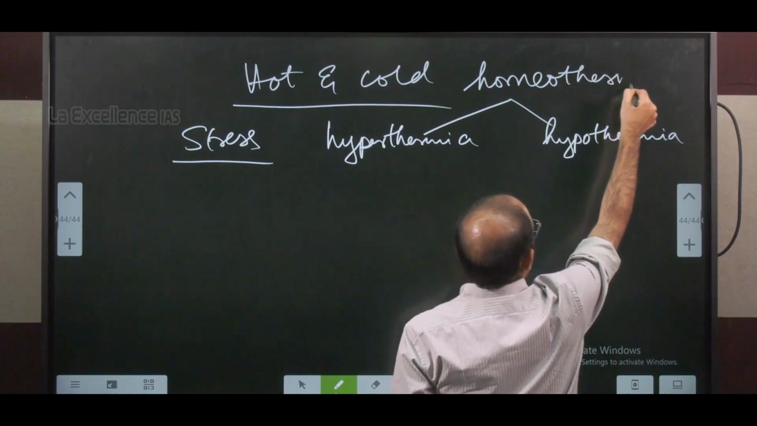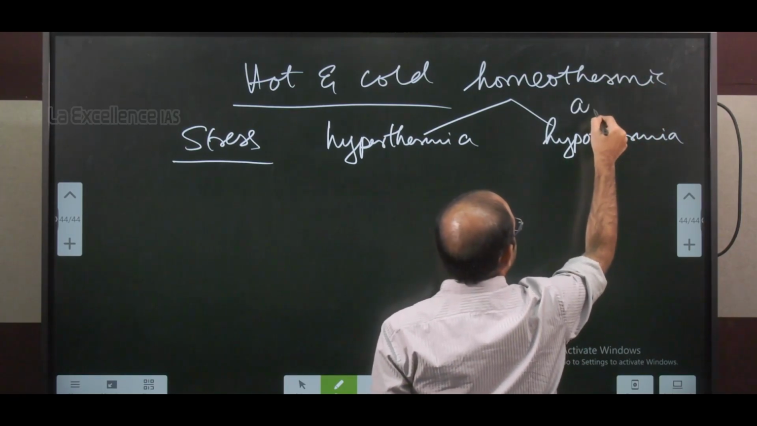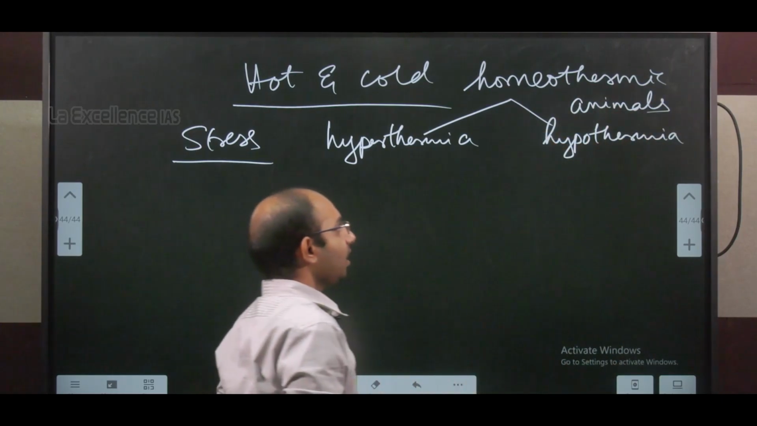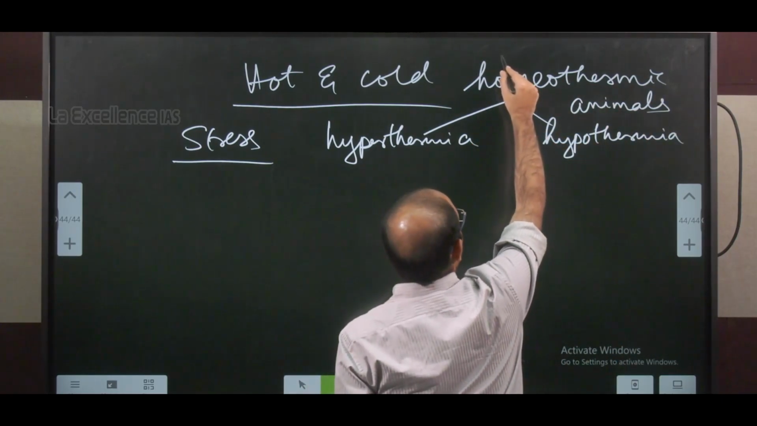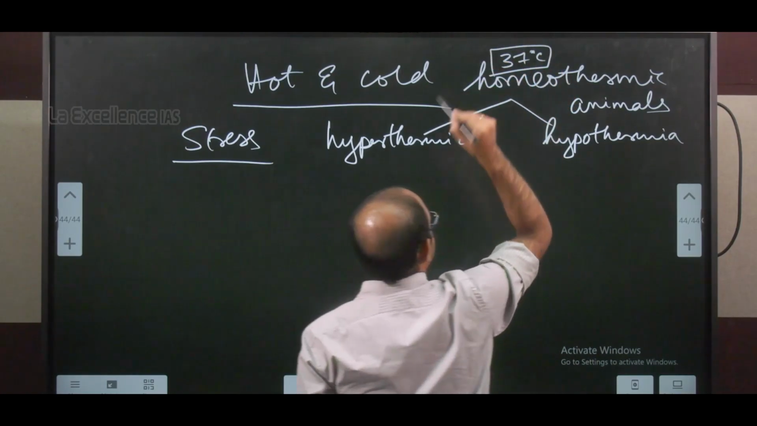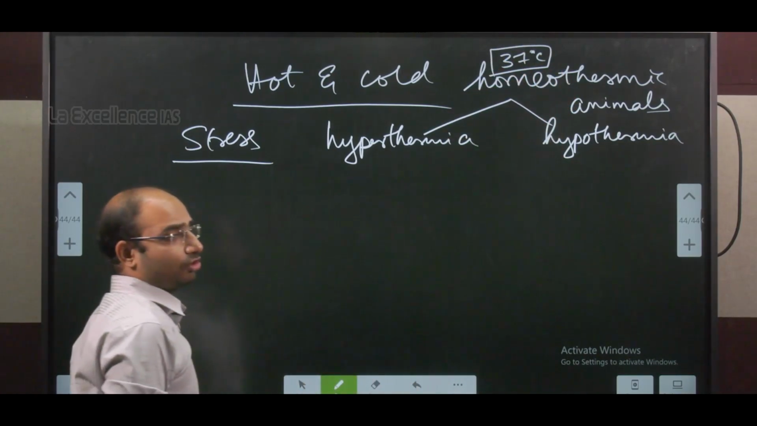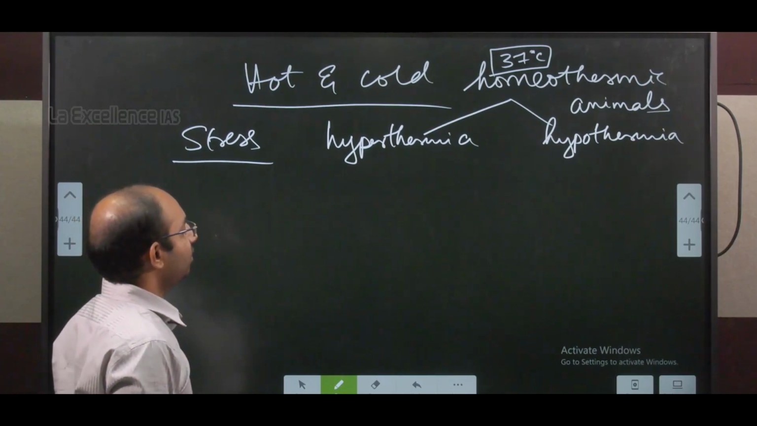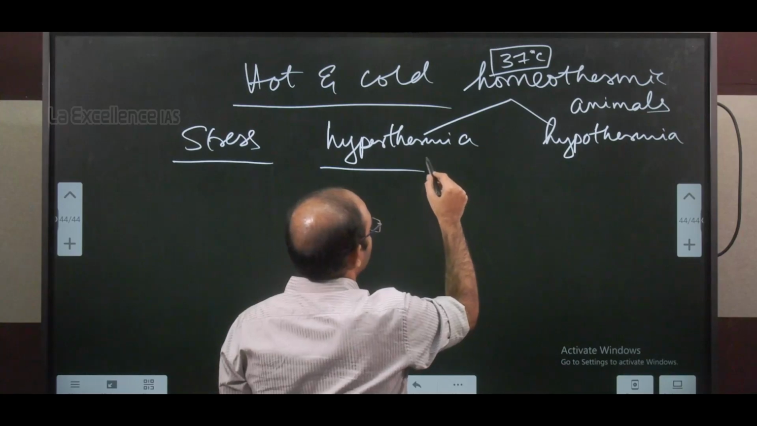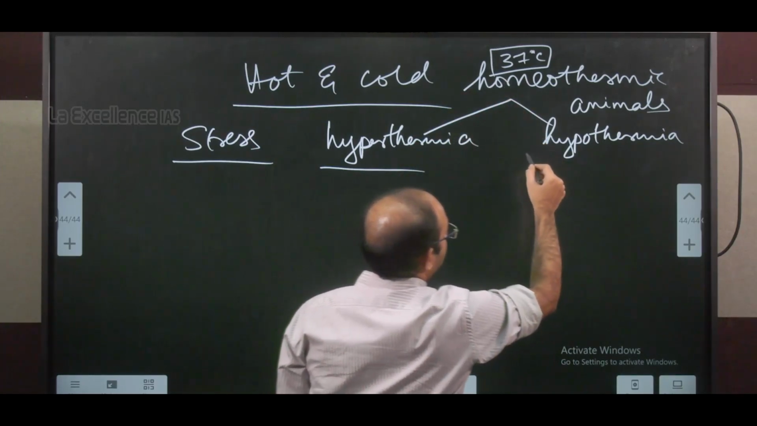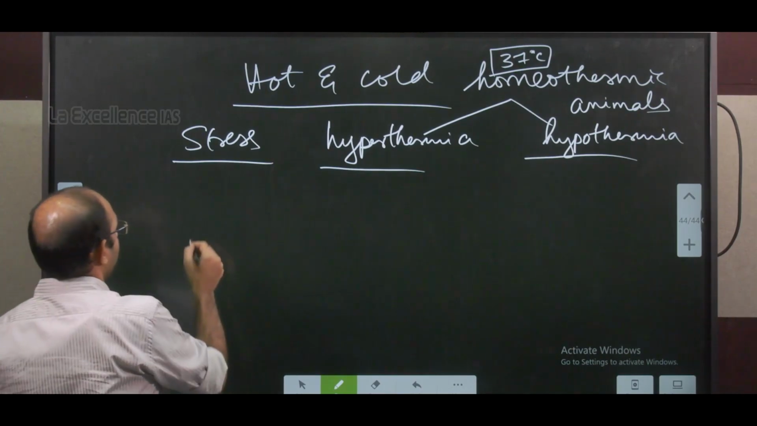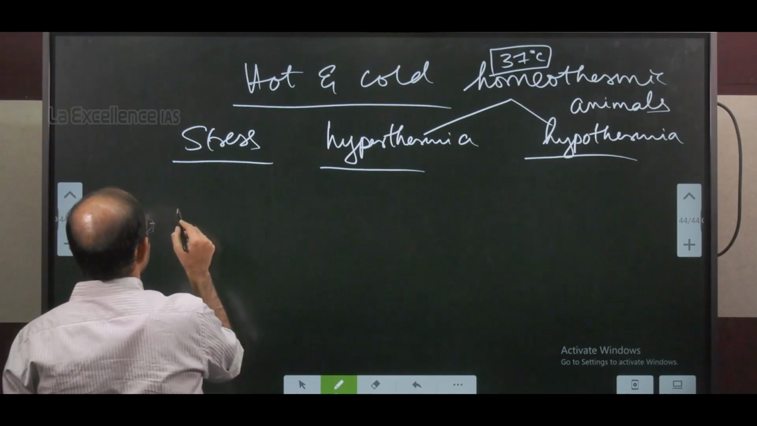humans. Humans are homeothermic animals in the sense that our body functions very well only at around 37 degrees Celsius. This is the ideal temperature for the functioning of the body. Over and above this, the body may not function well. So in hyperthermia, the body is facing more than 37. In hypothermia, the body is facing less than 37. This is the stress.